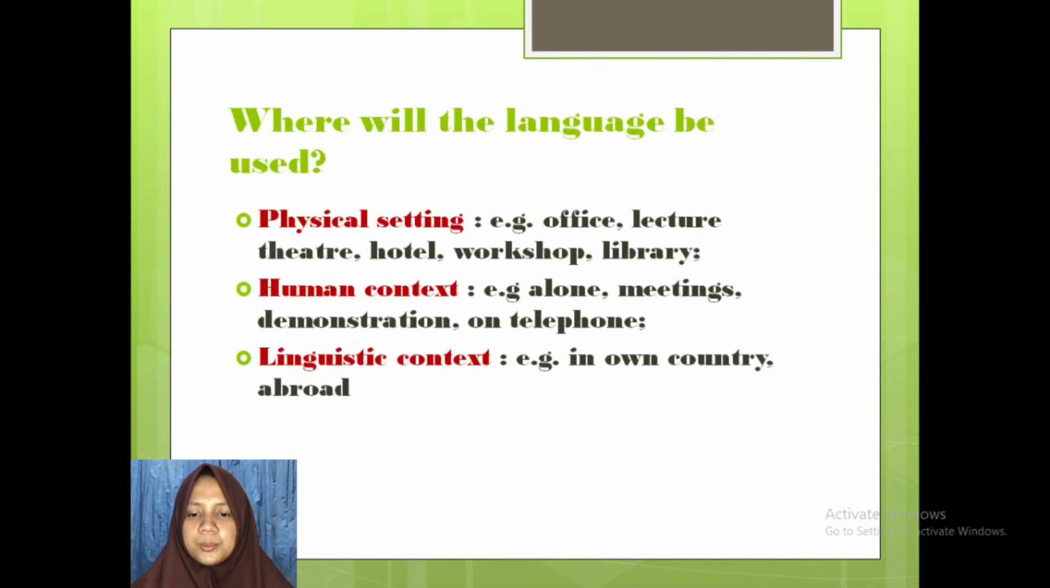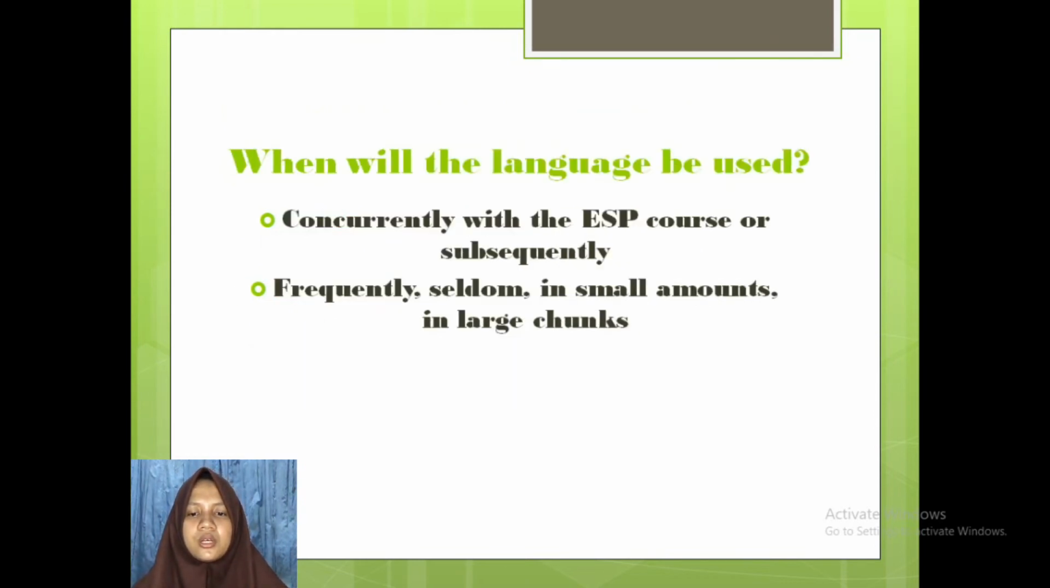Where will the language be used? Physical settings are office, lecture, theatre, hotel, workshop, library. Human context: alone, meeting, demonstration, on the telephone. Linguistic contexts are in own country and abroad. When will this language be used? Concurrently with the ESP course or subsequently. Frequently, seldom, in small amounts, in large chunks.